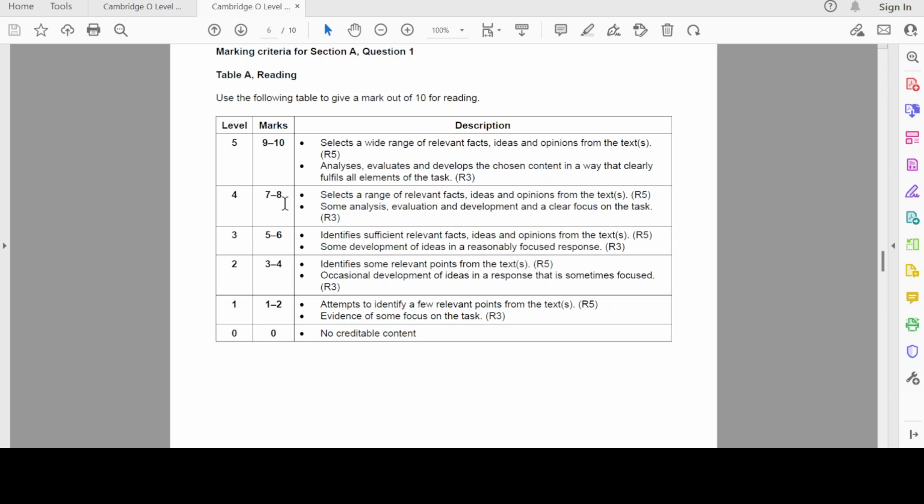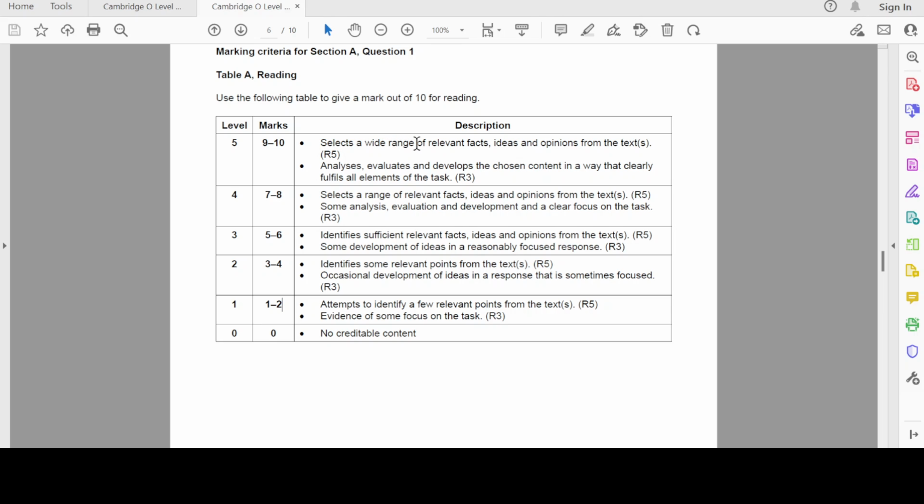Level 4, 7 to 8 marks, so that's the good range. Right, selects a range of relevant facts, ideas, and opinions, some analysis, evaluation, and development, and a clear focus on the task. Right, so the candidate is focused, they know what they're doing, and they're getting it done. Right, and this is the ideal, right? Everyone wants theirs.